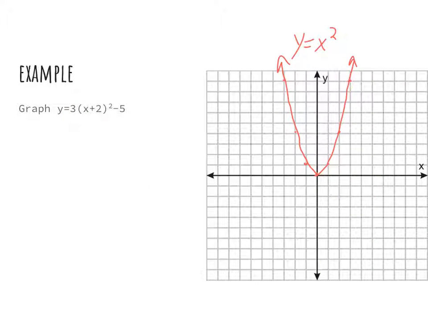So for the last one, y is equal to 3 times (x plus 2) squared minus 5. I've given you the parent function of y is equal to x squared. Go ahead and pause the video and graph this one on your own, and then hit play and see how you did.